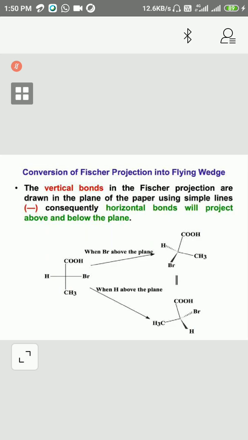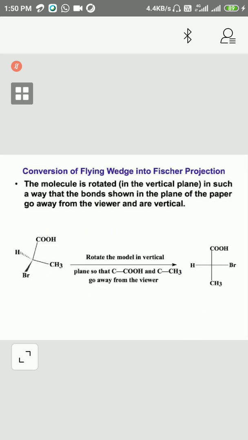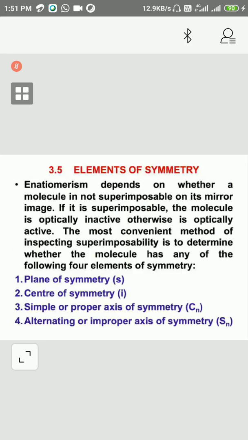And if the reverse is there and you are looking from this side, you will see this bond like this: COOH, CH3, and hydrogen will be towards you. Bromine is away from you, so it will be with a dotted line. Now conversion of flying wedge to Fischer: you are looking from this side, so COOH is up, CH3 is below, and bromine is towards you, so bromine is on the right side and hydrogen on this side. This way we can interconvert.